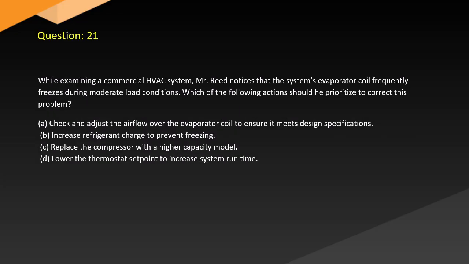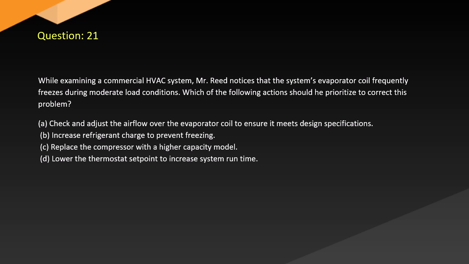Question 21. While examining a commercial HVAC system, Mr. Reed notices that the system's evaporator coil frequently freezes during moderate load conditions. Which of the following actions should he prioritize to correct this problem? A. Check and adjust the airflow over the evaporator coil to ensure it meets design specifications.